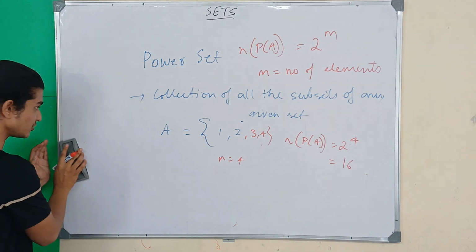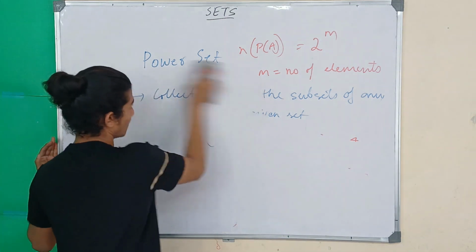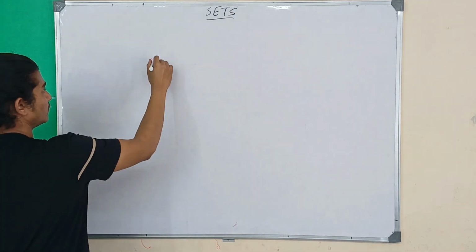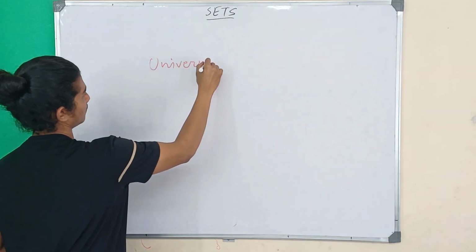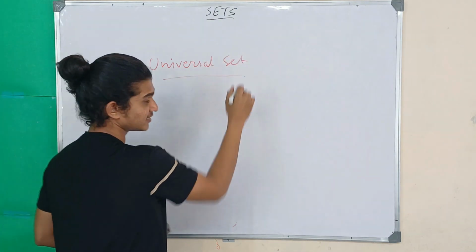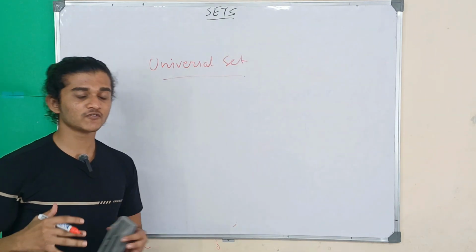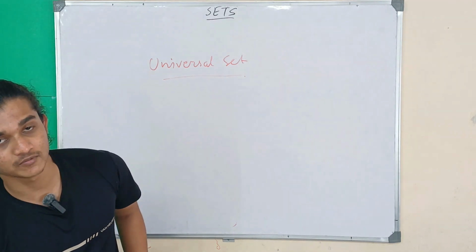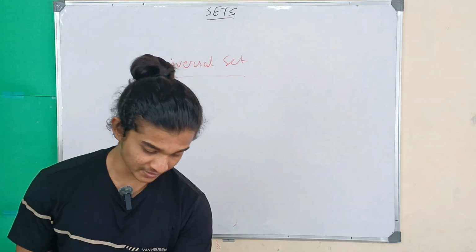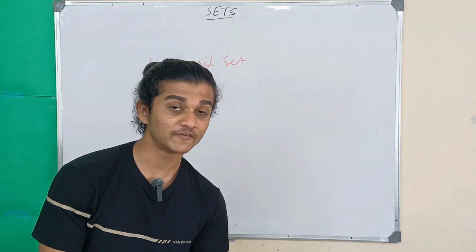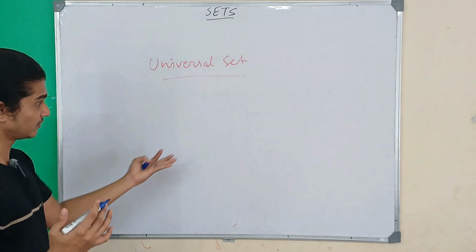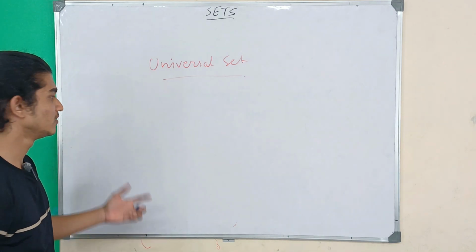And the next thing you need to know is the universal set. The universal set is basically the huge set which consists of every single set. For example, we just saw the real numbers. Real numbers is a big set which makes up every single set inside it. So I can say real numbers is a universal set for all the numbers.